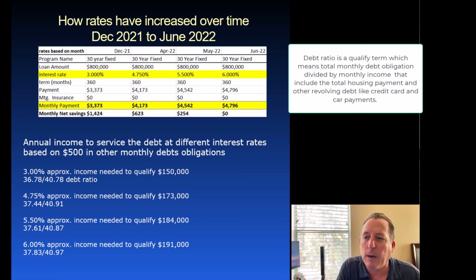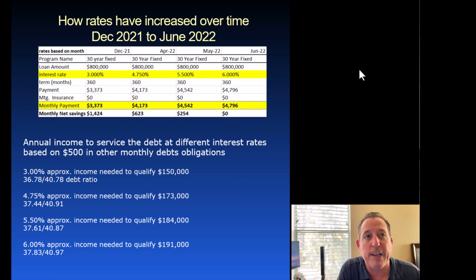But you can see here that as interest rates went up, how much your income actually had to go up to keep those ratios under 41%. So at 4.75, you need an income of about $173,000 to qualify. At 5.5, you needed $184,000, and at 6%, you needed $191,000. So you can see how a higher interest rate absolutely affects your buying power.